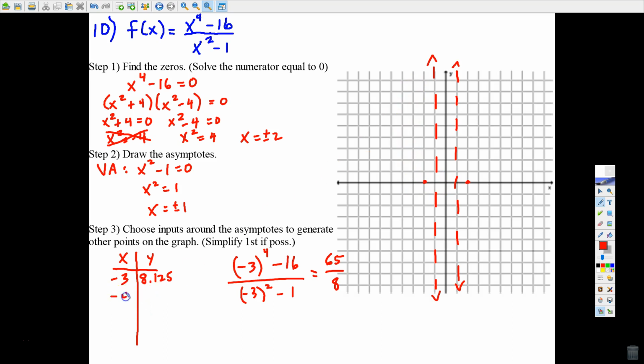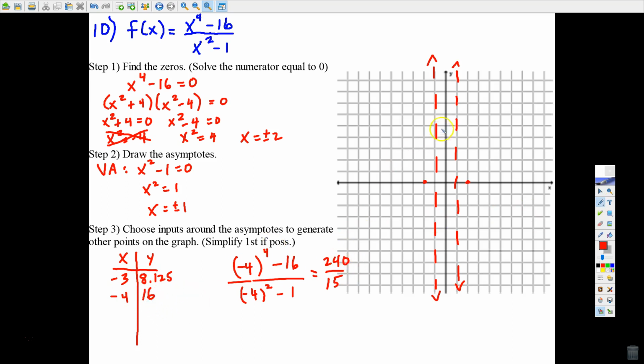So let's see what happens with negative 4. You can probably tell that with negative 4 it's going to be a much bigger number. Okay, negative 4 to the 4th is 256 minus 16 is 240. And this is 16 minus 1, which is 15. Sorry, I did minus. Back up here, I don't know what I'm doing. 240 divided by 15 is 16. Sorry about that.